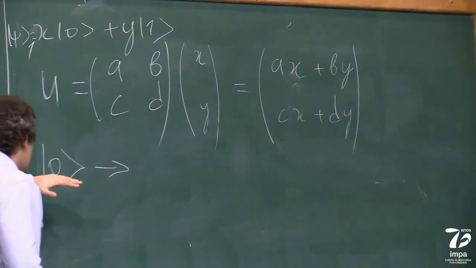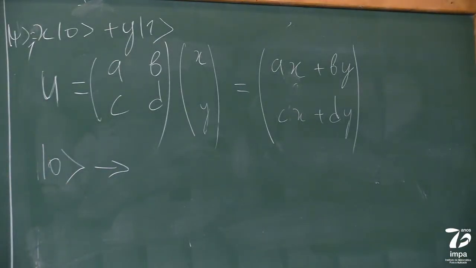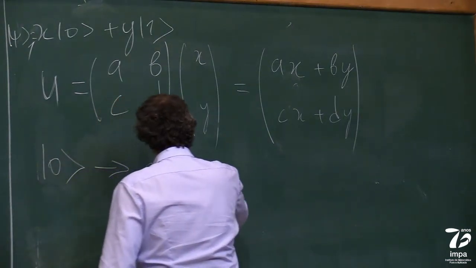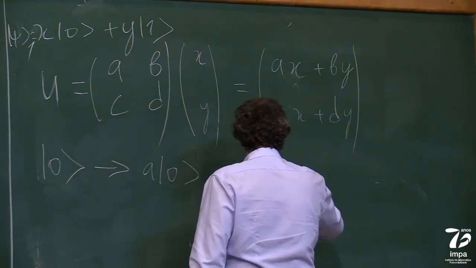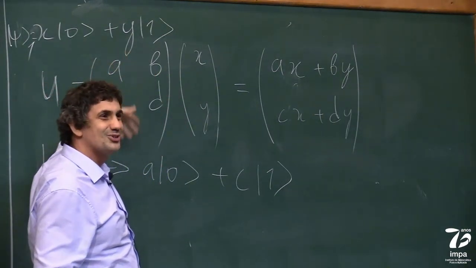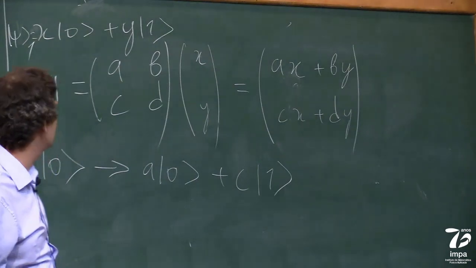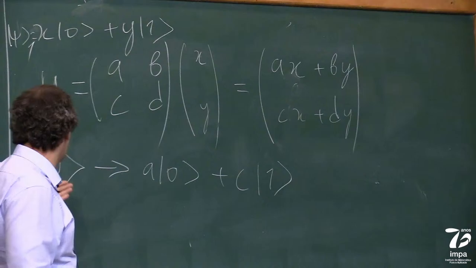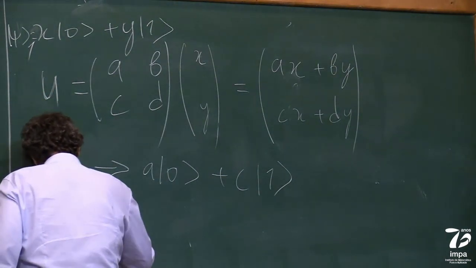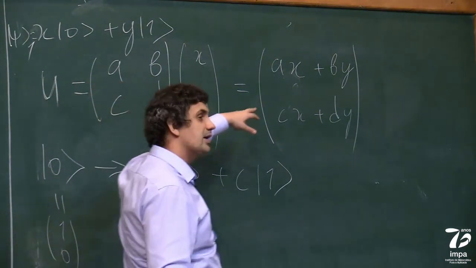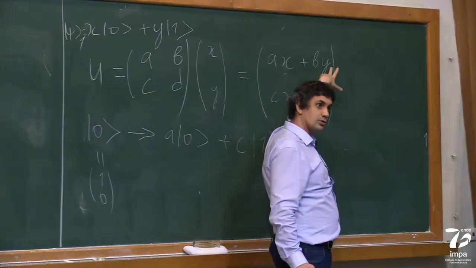Okay, to where will 0 go? A0, C1. Okay, I don't remember. I was confused whether I should use lines or columns. Let me check. There is a way to remember. 0 corresponds to vector 1, 0. So we should substitute here x equal to 1 and y equal to 0.